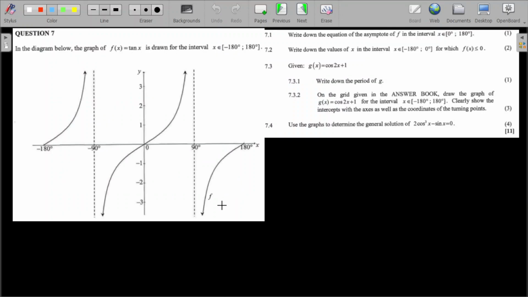And then question 7, write down the equation of the asymptote. You see this thing, asymptote, and writing down the equation of it. If you know how to, and then they give us the restriction. So the asymptote that we need to write is from here to here.